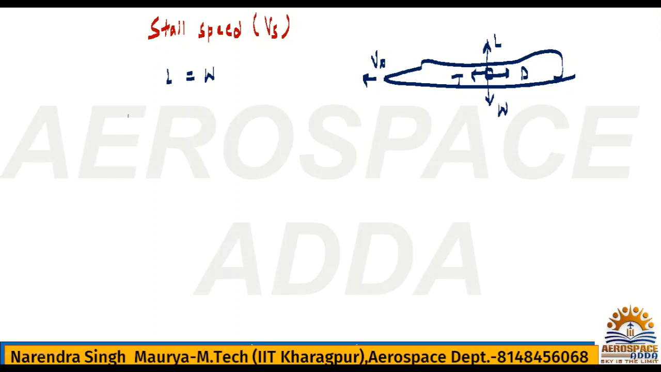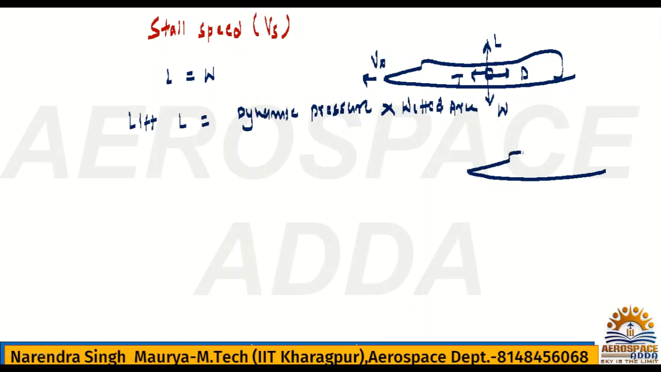Now the lift force L. What is the lift force? It is the dynamic pressure times the area, because force is nothing but pressure into area. So what is the area? It is the area of the wing. If this is the aircraft, where will lift be generated? The lift will be generated here by the wing.